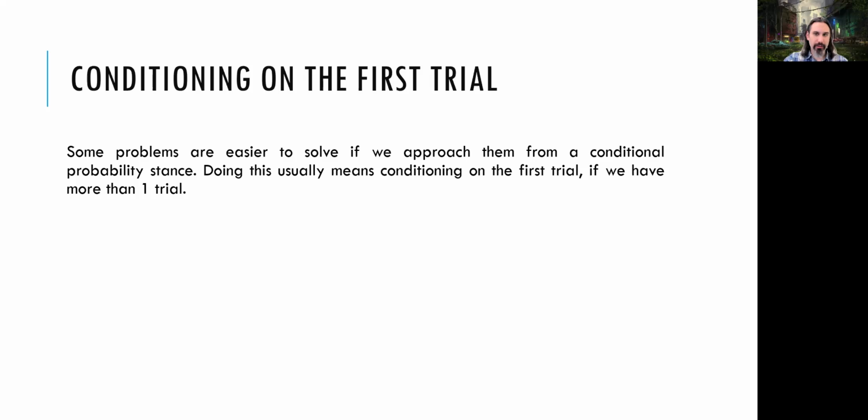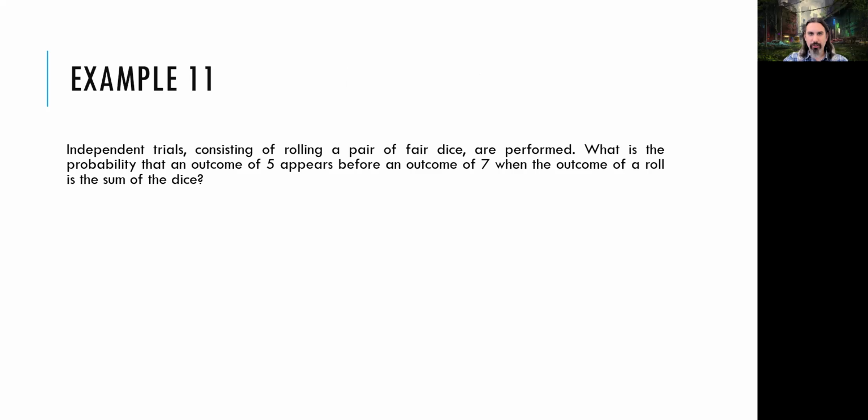Let's start with an example, and it will be easy to understand. Independent trials consisting of rolling a pair of dice are performed. What is the probability that an outcome of 5 appears before an outcome of 7, when the outcome of a roll is the sum of the dice? Okay, we are rolling 2 dice, and we want to see 5 come up before 7. We are talking about the probability of this happening. How can we find this?